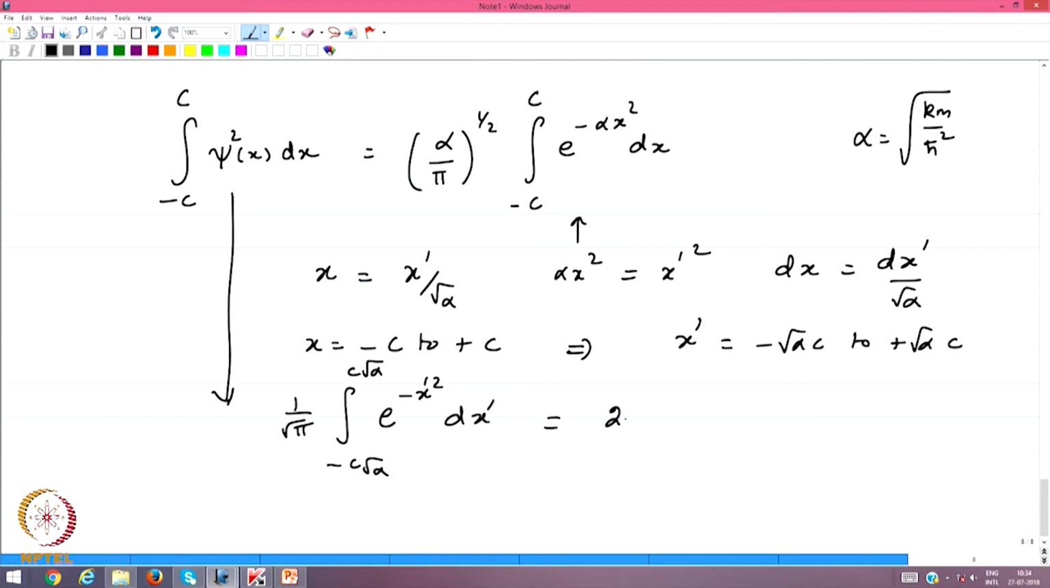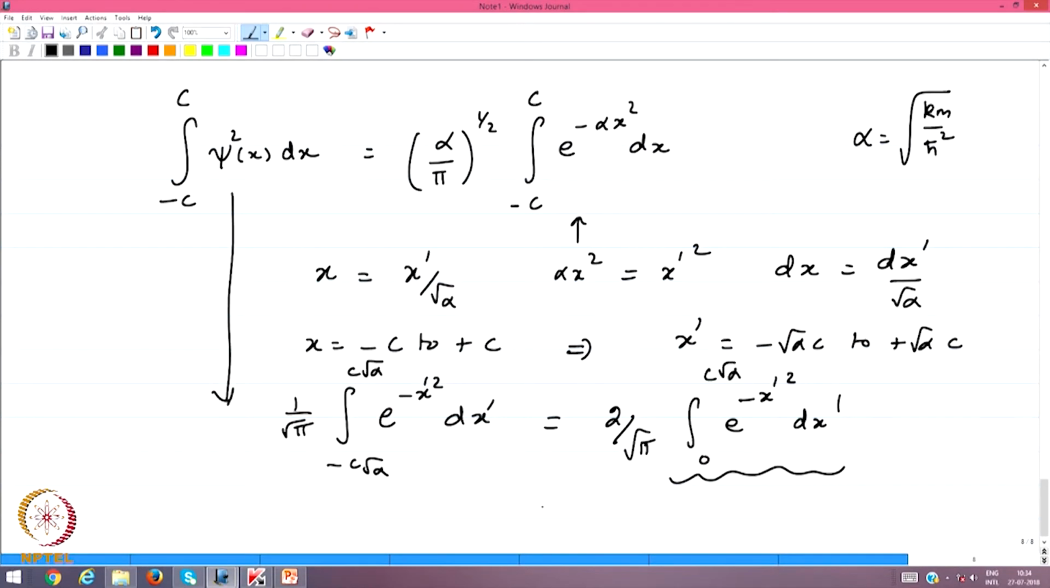And so, the answer is root 2 by root pi times the integral from 0 to c of e to the minus x prime square dx prime. This is the error function integral, and if you locate it from the numerical tables, you can look up the tables from the internet or from any of the textbooks which give you error function integrals.